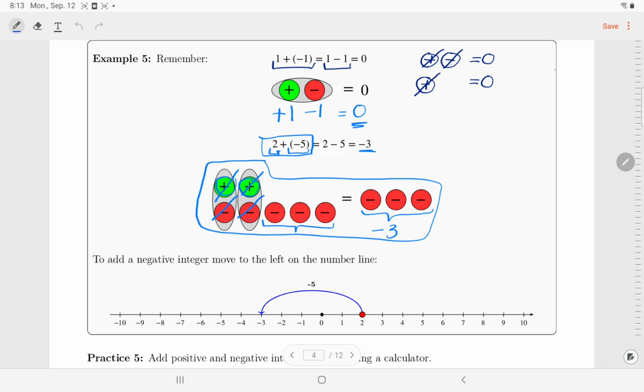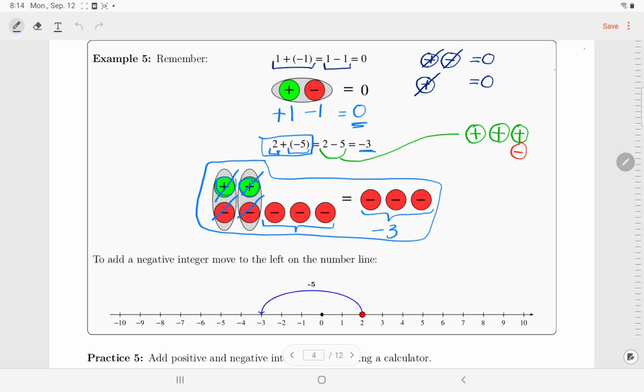So let's say we want to represent 2 minus 5 using the positive and negative signs. We start with positive 2. But how do we remove 5? We're going to use a little trick. We're going to add a 0. A 0 is a positive 1 and a negative 1. Notice that we added a positive and a negative, so we still have 2 only, because plus and minus gives us 0. It cancels out.